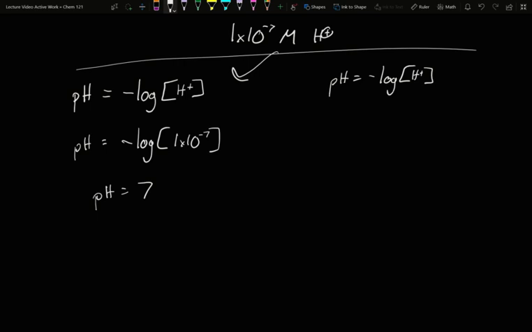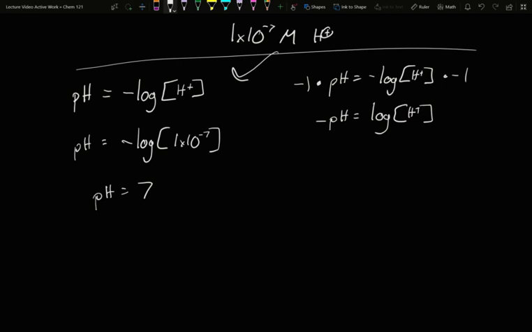Well, to get rid of that log, to manipulate the equation so we just have H plus on its own, the first thing we have to do is multiply by -1 on both sides. This will move the negative. You'll get negative pH is log of H plus. This is important because now we can get rid of the log.